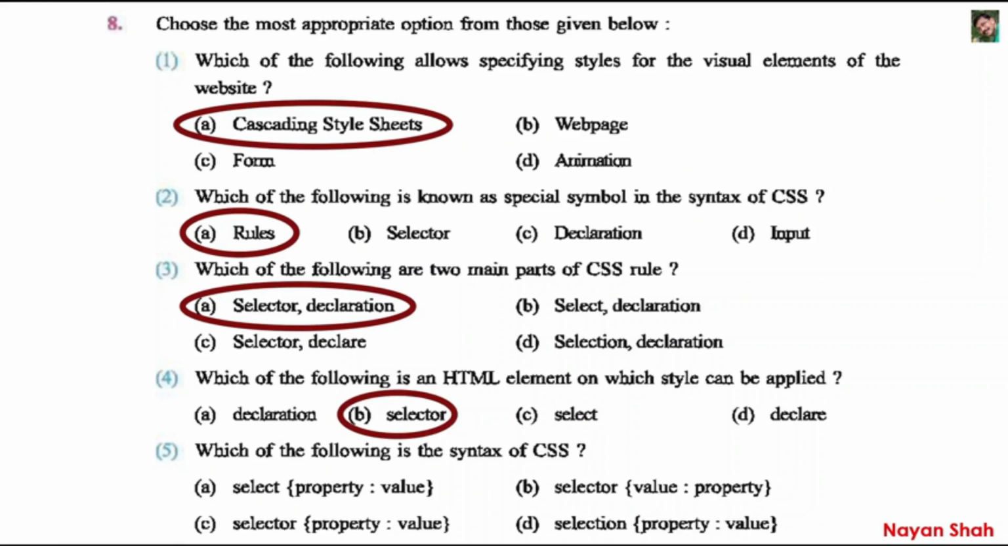Fifth MCQ. Which of the following is the syntax of CSS? You know that the syntax of CSS consists of two things, selector and declaration. And the declaration consists of again two things, property and value. Property and values are written within curly brackets and they are separated by a colon sign. That is option C, selector, property and value, not only select. It should be selector. So option C. And as you can see, property and value are written within curly brackets and separated by colon.